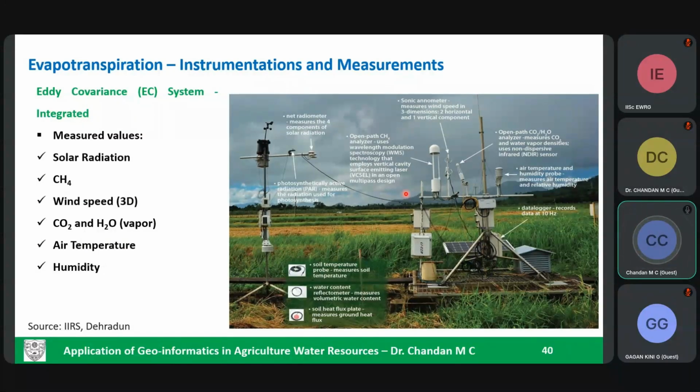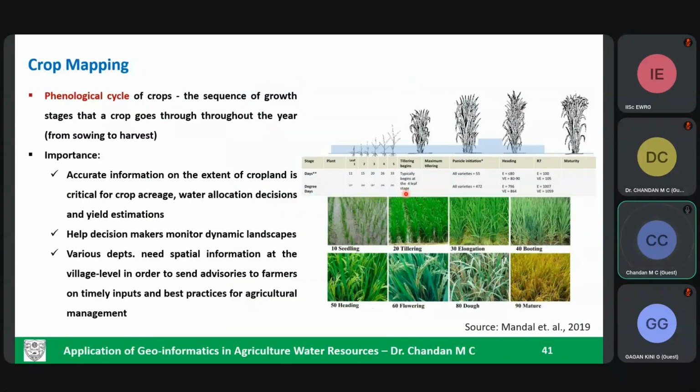Now, using all of this, next we can go for crop mapping. How can we map the crops? If you want to map the crops, one of the major things is we need to understand the growth of the crop from its birth to its harvest. That is called the phenological cycle, which is a sequence of growth at various different stages. Here you can see the paddy at 10 days, that is the seeding, tillering stage 20 days, 30 days elongation, 40 days, then 50 days heading, flowering, and at 90 days it will be mature.